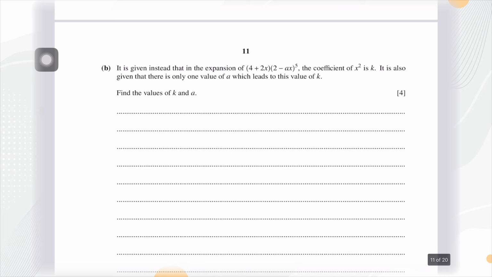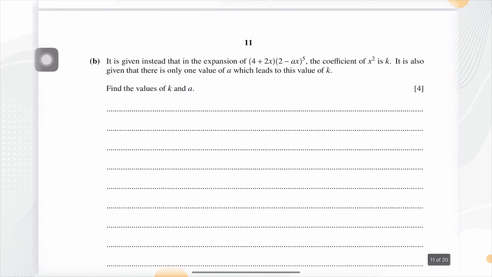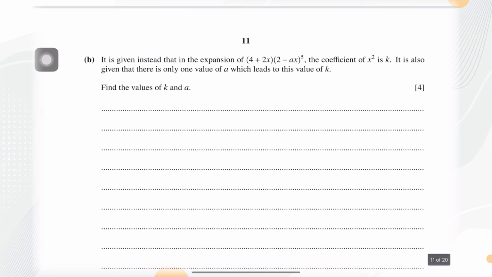Let's see what part B is. Part B says it is given that in the expansion of 4 plus 2x into 2 minus ax to the power 5, the coefficient of x square is k. It is also given that there is only one value of a which leads to this value of k. So now the question has all of a sudden taken a turn. From binomial, it's gone to something else. Anyone who can tell me what the question is talking about over here?